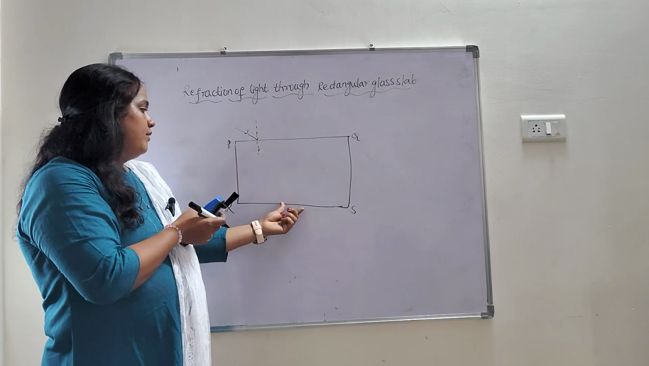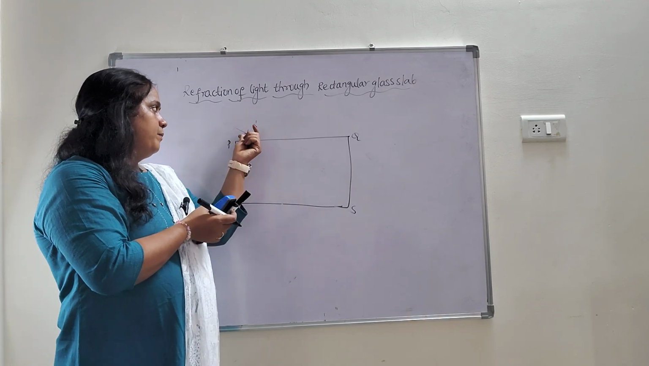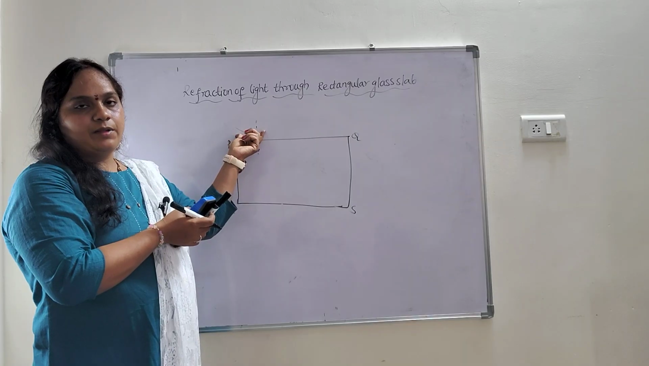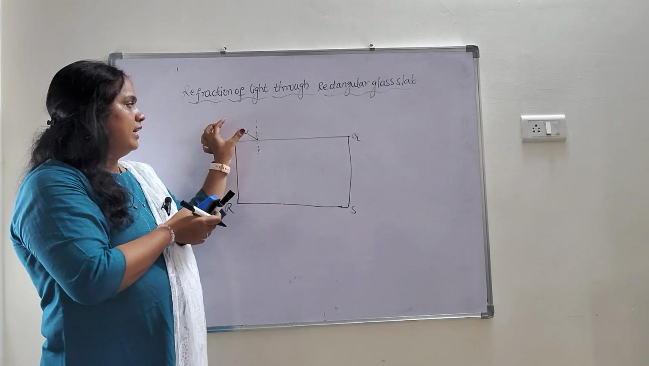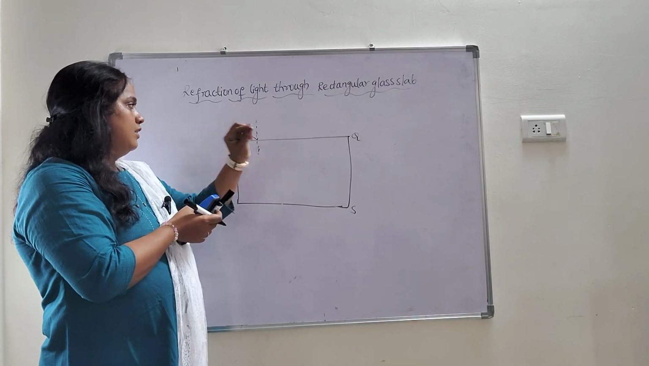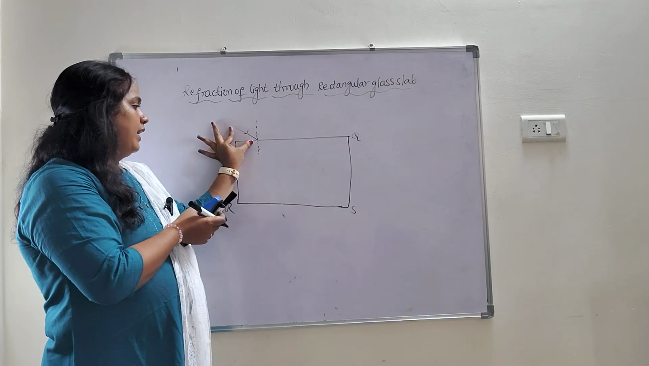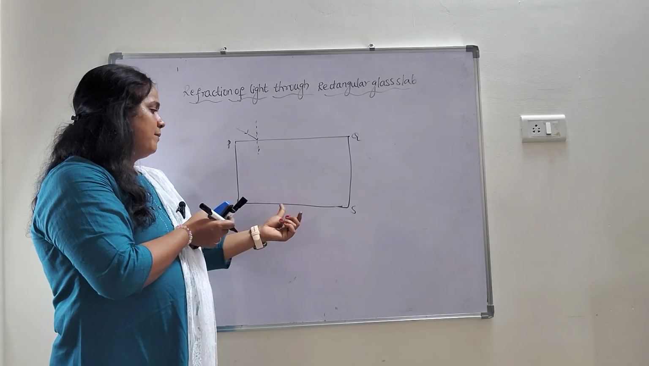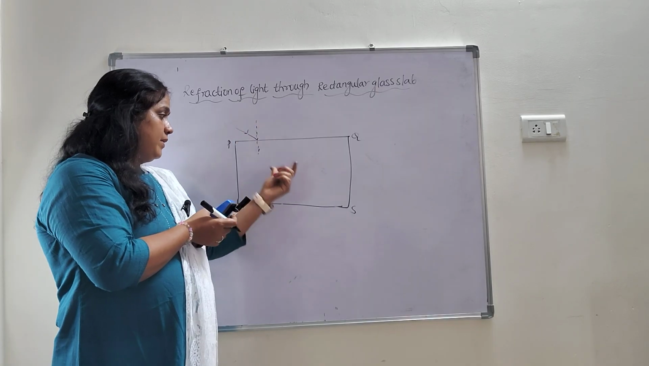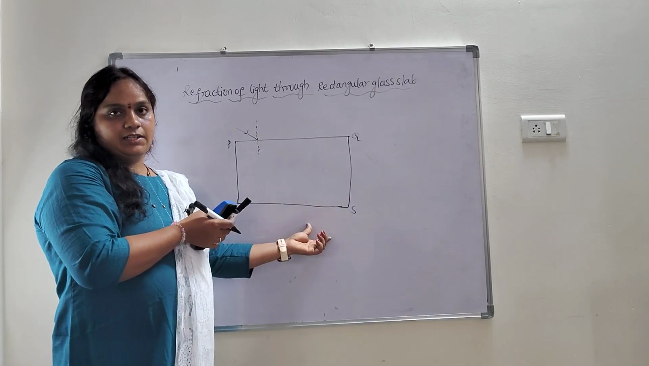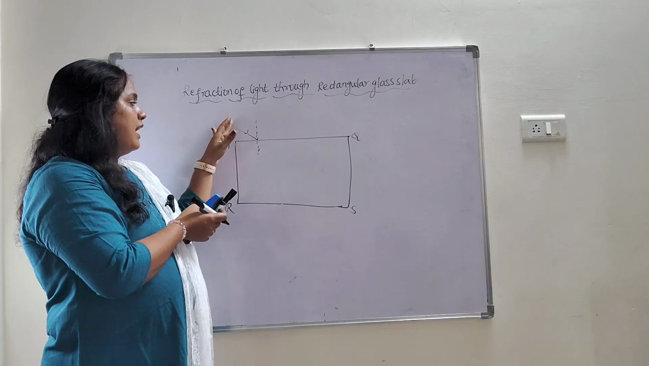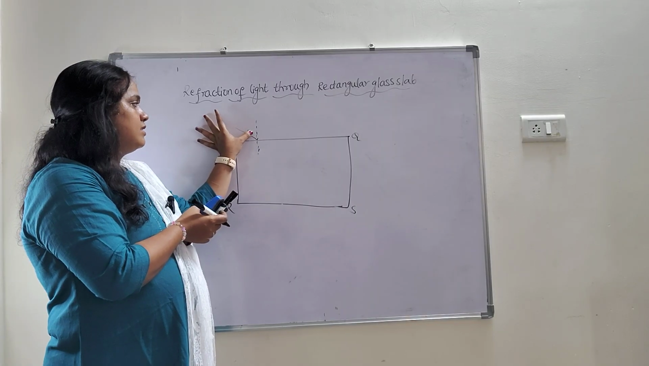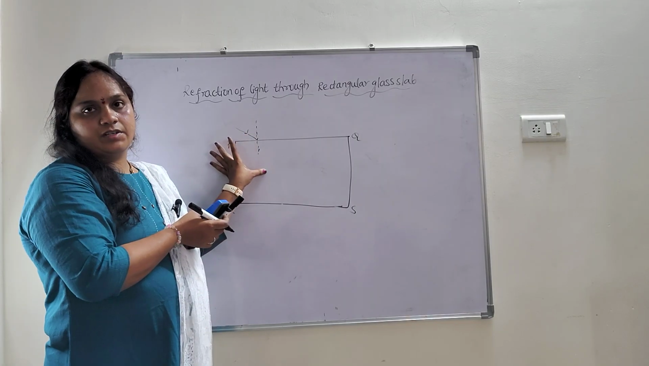Pins means you need to take the drawing pins, drawing board pins, the ones you use on boards to stick notes. You take those and place them with the rectangular glass slab. By observing from the other side, you need to mark the points, and you need to measure the angle of incidence. This will be greater than the angle of refraction.